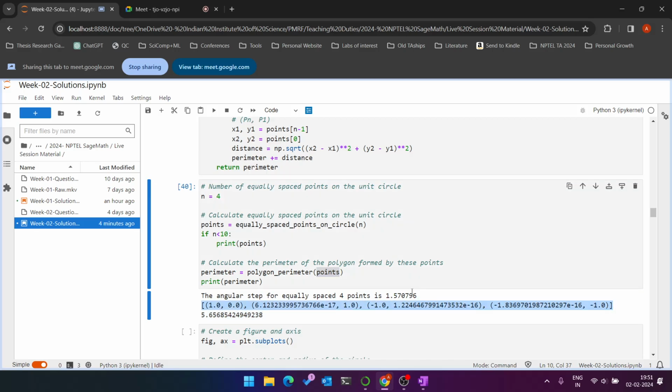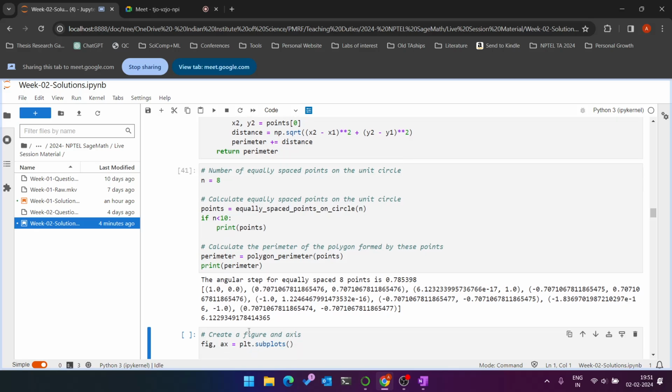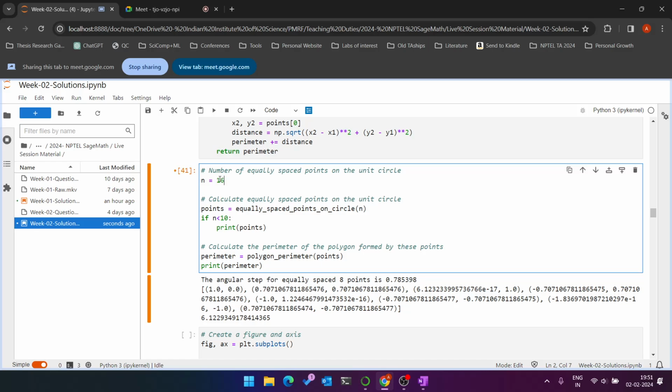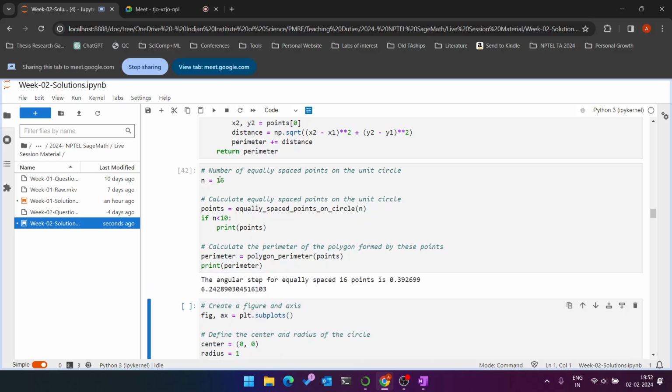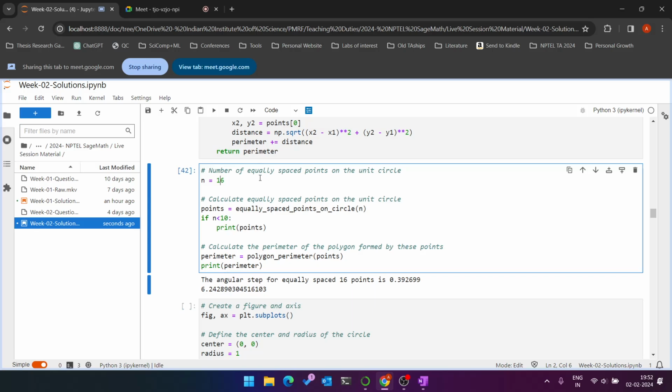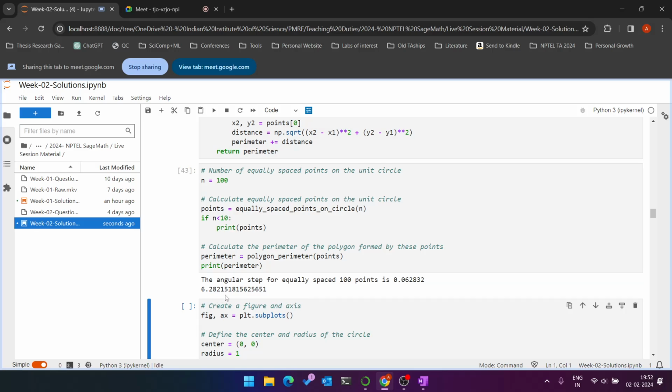Okay, so our angular step is pi by 2, which is expected because each of the points lies on one axis. So x axis, y axis, negative x axis, and negative y axis. So this is 5.625 is what I am saying. Suppose I change this to 8. There is an increase in perimeter. Suppose I increase this to 16. There is a very small increase now. Suppose I increase this to say 100. There is a negligible change here.